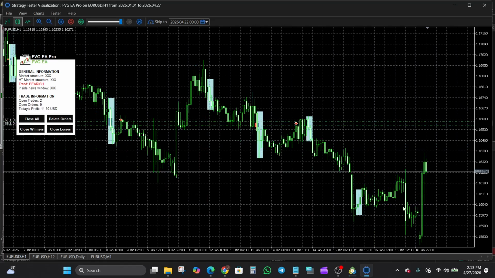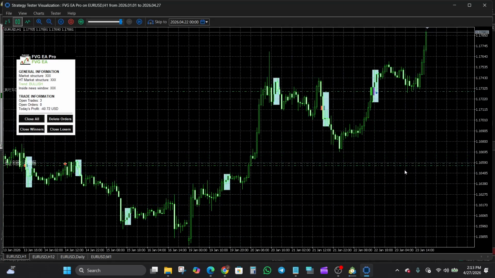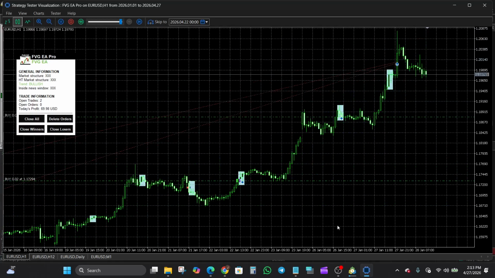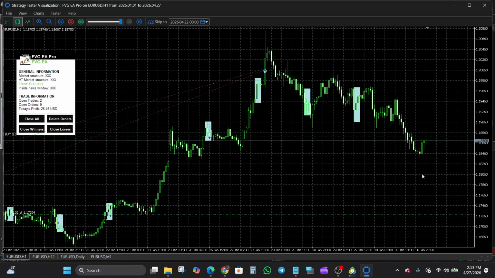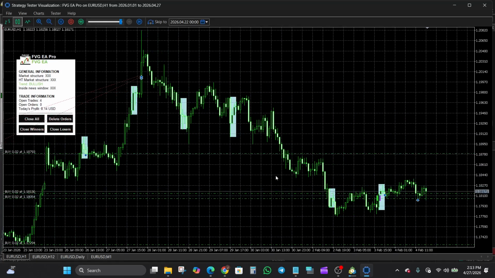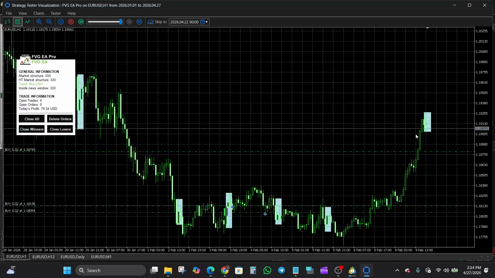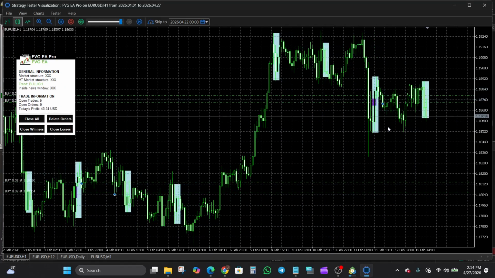Okay, so you notice what's happening. You can see that another sell trade was triggered, and here a buy trade was triggered. The sell trades were still left open. Okay, and now we can see the sell trade seems to have closed. All right, so we can see that the EA keeps on hunting opportunities in both directions, both buy and sell.